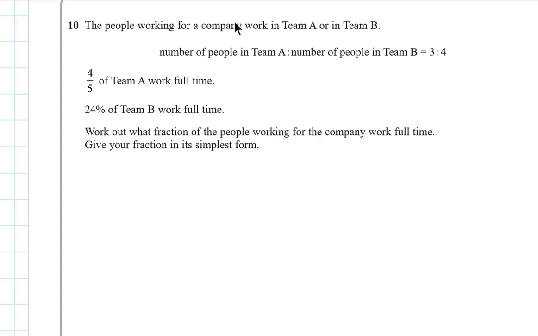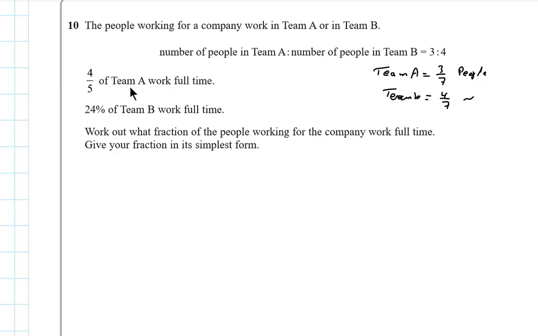Question 10, the people working for a company work in team A or in team B. Number of people in team A to number of people in team B is equal to 3 to 4. This is the ratio. But how can we use this information again? To get the number of people in team A, we can write it as 3 out of 7, because if we have 7 parts, team A will take 3 parts out of 7 of all the people, right? And for team B, it will be 4 out of 7 of the people.